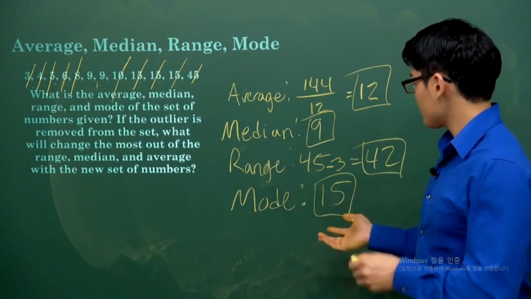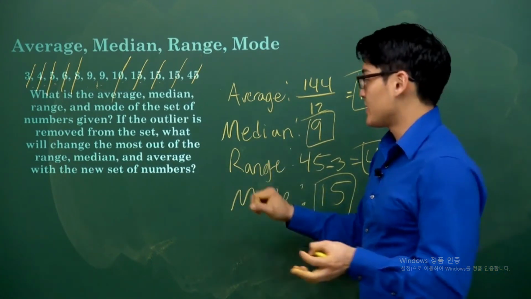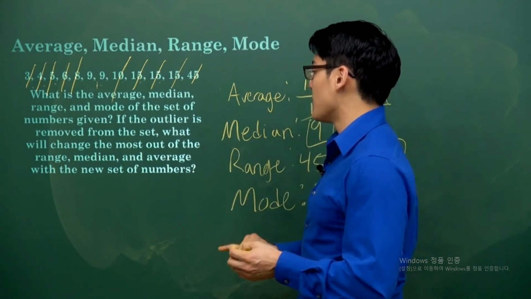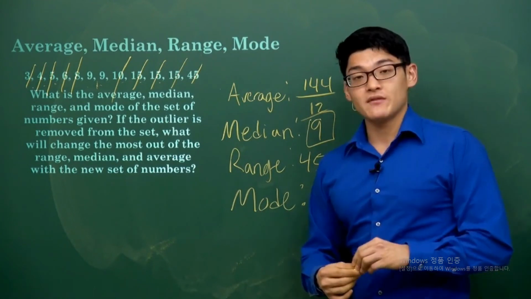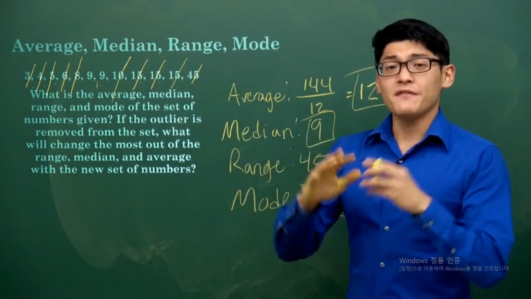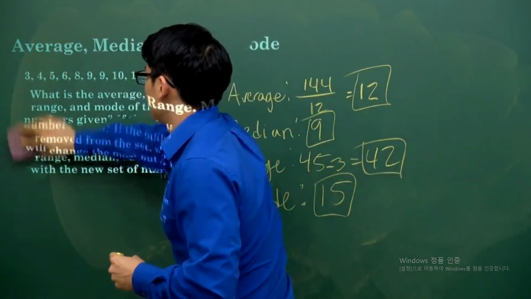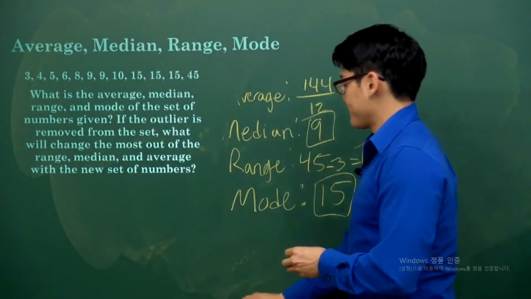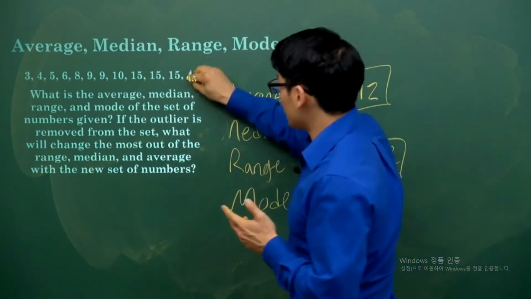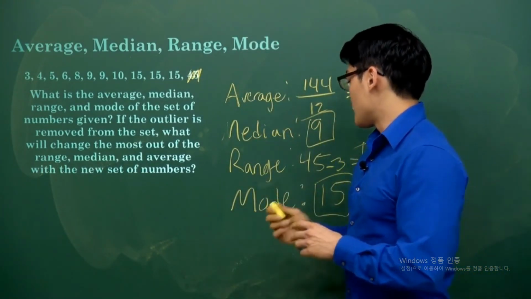Okay. So that's how you solve for the average, median, range, and mode. But now you are asked a second question: if the outlier is removed from the set, what will change the most out of the range, median, and average with the new set of numbers? So the outlier, as you can imagine, is the number farthest away from the entire set. Looking at this set of numbers, 45 is the outlier. So we take it out, and let's calculate the average, median, range, and mode again.